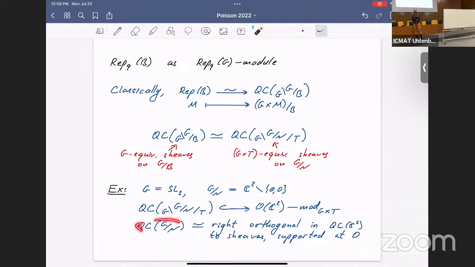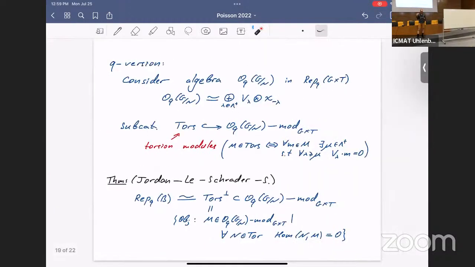And really, you can identify it with a kind of right orthogonal in quasi-coherent sheaves on C2 to sheaves supported at 0. So you take sheaves supported at 0 and you take an orthogonal complement in the sense that if you take Hom from sheaves supported at 0 to your objects, these Homs should always be 0. And now you can quantize this. So what will be a Q version of that story?